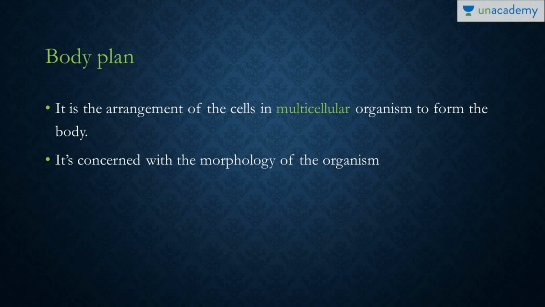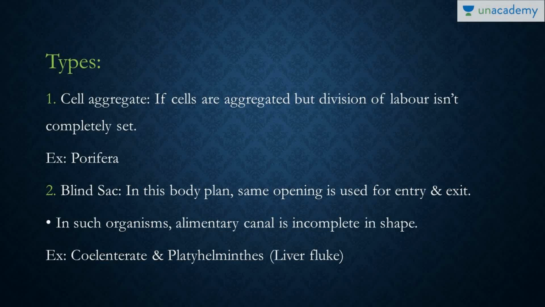So, we'll firstly start with what exactly is a body plan. Body plan is basically, as the definition goes, the arrangement of the cells in a multicellular organism to form the body. It is basically concerned with the morphology of the organism. The body plan of an organism can be of various types. So, these are the types.